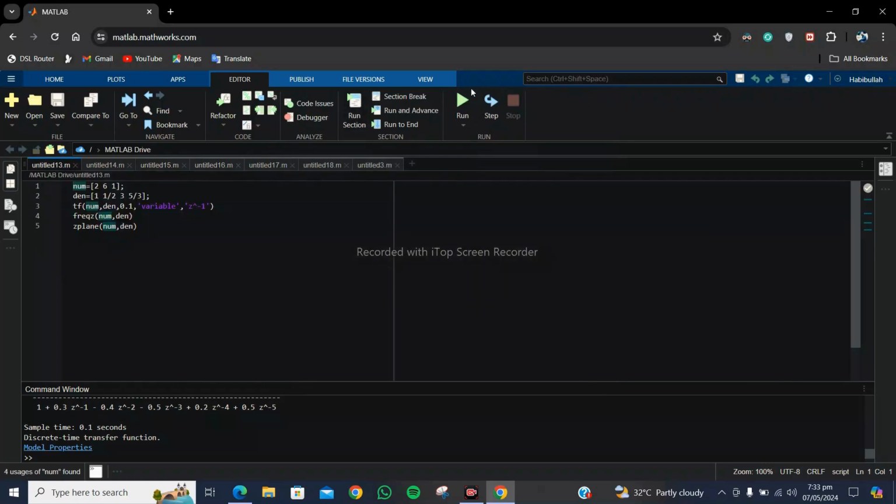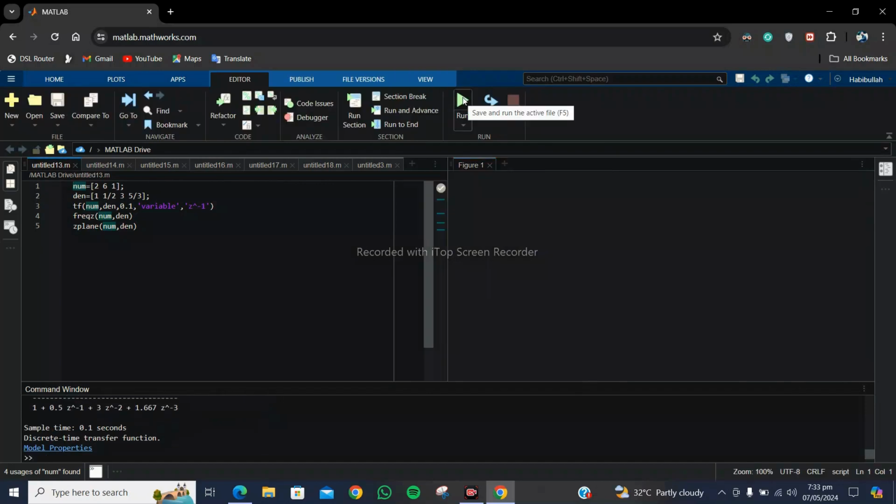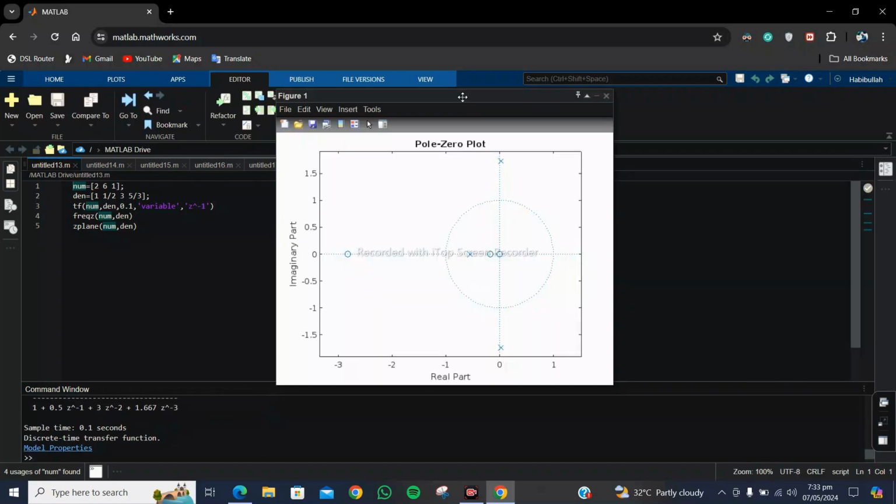I'm going to run this task. In this task there are three poles and three zeros, and the two poles are conjugate to each other and outside the unit circle, so the system is unstable. Moving towards the next task.